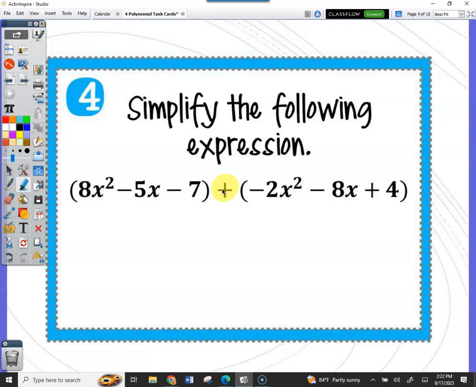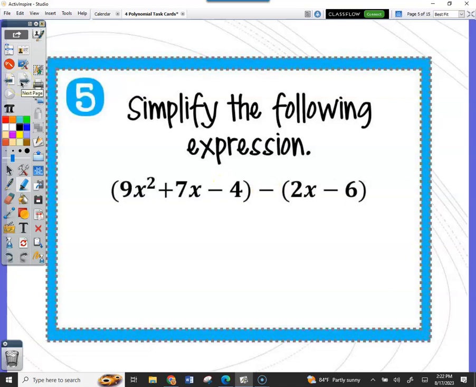Remember, you are adding like terms. So the x squared and the x squared, the x and the x, the constant and the constant, okay? Number 5. Simplify the expression. What are we doing here? This is a subtraction problem. Again, you see parentheses, you might think multiply, but it's not. It's subtract. You with me? Okay?